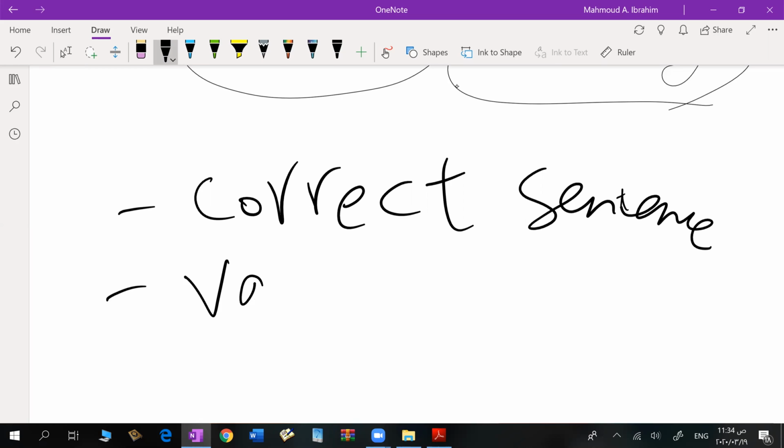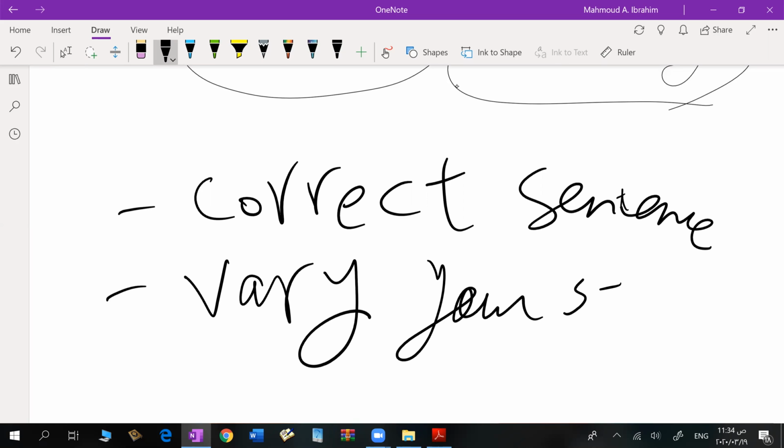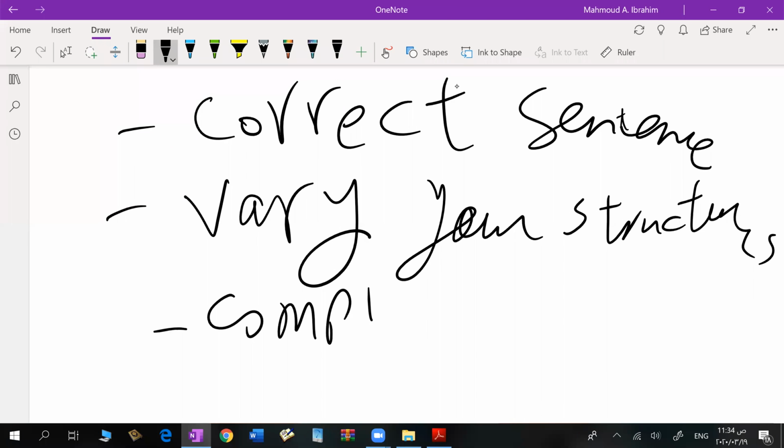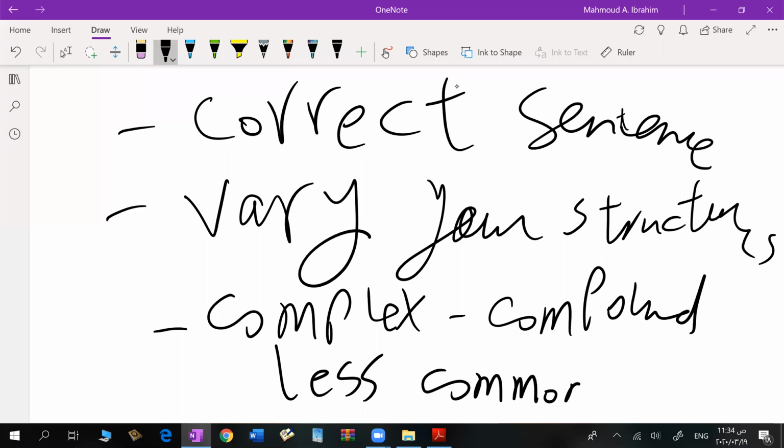The other thing is that you will learn how to vary your structures, which is very important. In the IELTS test and in the TOEFL test, when you are being assessed for speaking or for writing, we look for your structures. Are they varied or not? Do you just keep using one kind of structure all over your writing, or do you vary your structures? Do you use complex structures, compound structures, less common structures, or do you just use simple, compound, or complex structures all the time? What level of structures do you use: beginning, intermediate, or advanced?